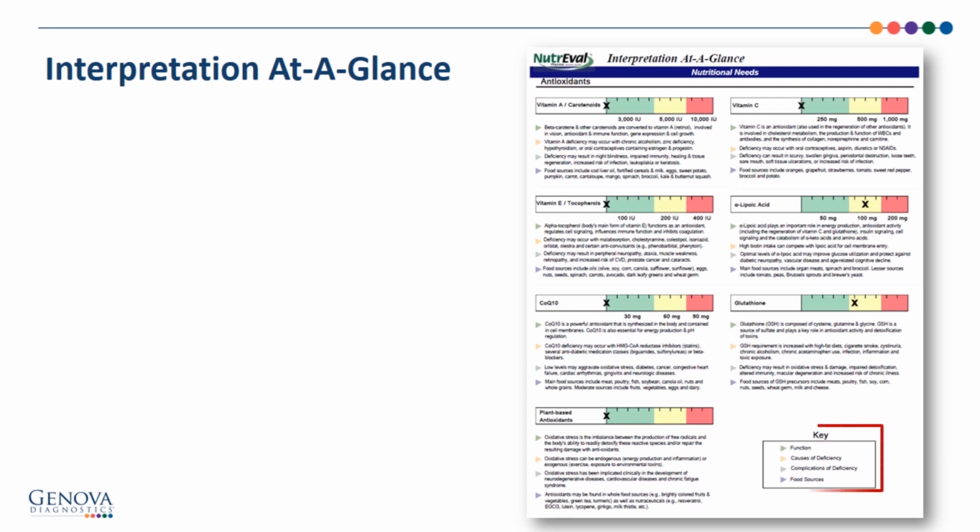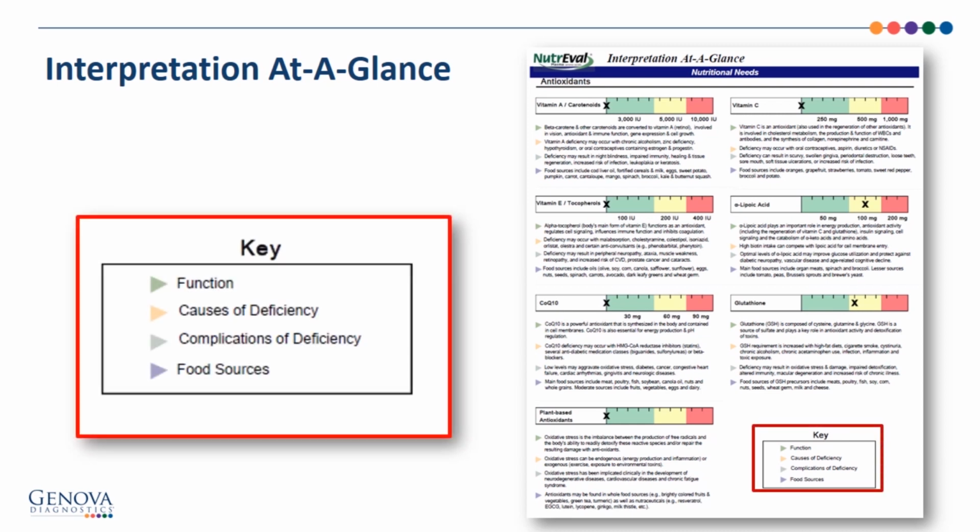So we have here at the bottom right a key. The interpret at a glance, by the way, is usually about 3 pages long. You see the key, the function, causes of deficiency, complications, and then food sources. So for example, if you look at the top left at vitamin A, there's that green, yellow, and red indicating that the black X telling us that the algorithm places the patient way to the left in the green, the minimal amount of recommendation for vitamin A.